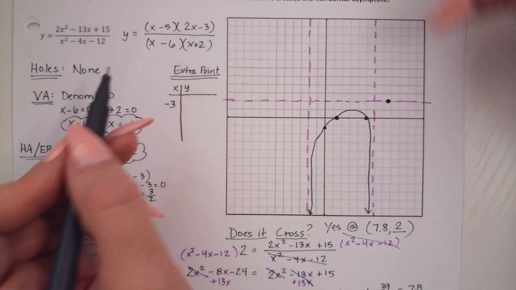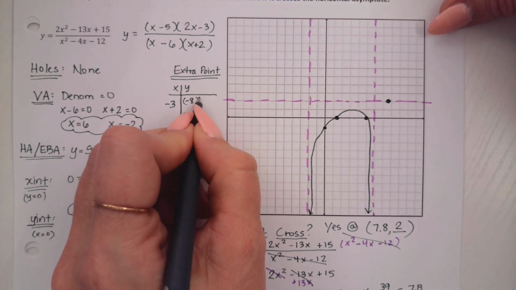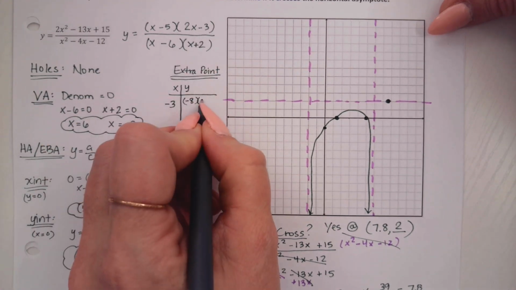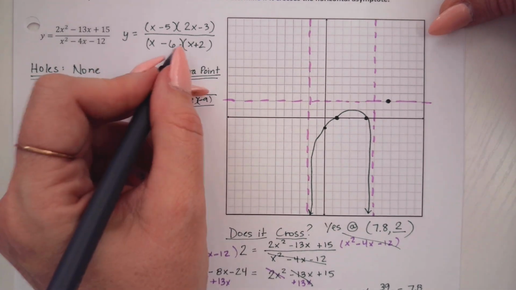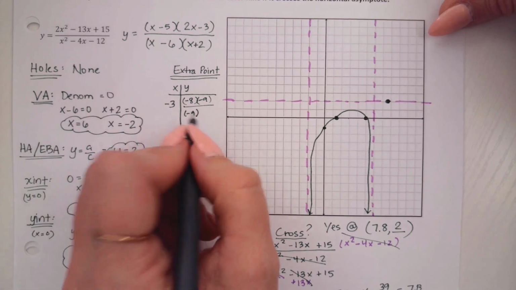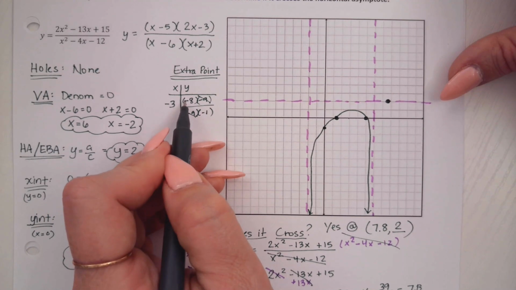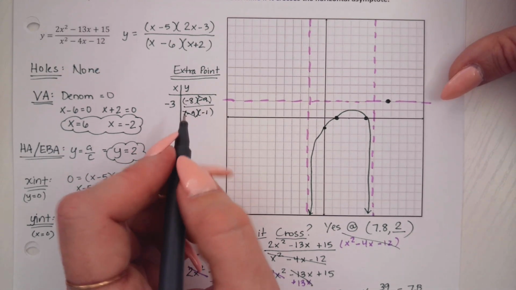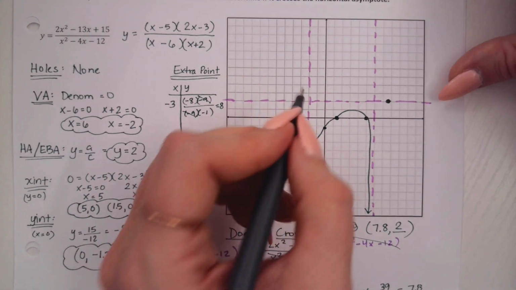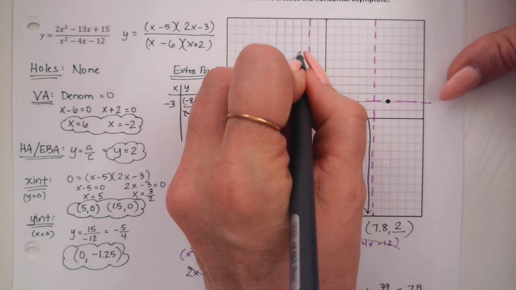Let's see. I'm going to plug it into the factored form. Negative 3 take away 5 would be negative 8. And then 2 times negative 3 would be negative 6, minus another 3 would be negative 9. On the bottom, negative 3 minus 6 would be negative 9. Negative 3 plus 2 would be negative 1. Technically, you could cancel those negative 9s out, so it's really just negative 8 divided by negative 1, which is 8. So (negative 3, 8) is on my function. 1, 2, 3, 4, 5, 6, 7, 8.